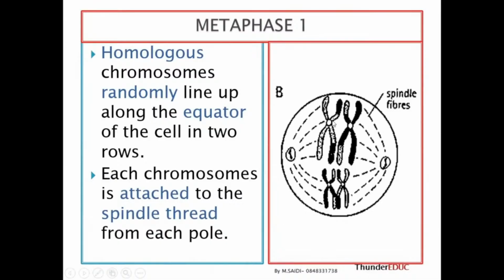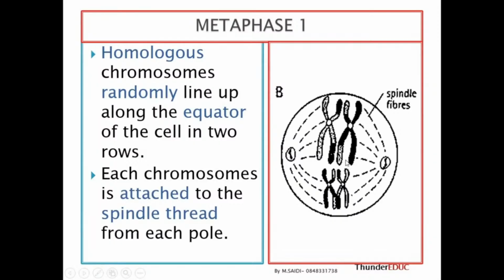This is what I'm trying to say. So they align in 2 rows, and then these chromosomes are being held by the spindle. Each chromosome is attached to the spindle thread from each pole. They do this arrangement randomly. So the key point is homologous, because they're in pairs. This one cannot come here. No. They must be together like this, homologous chromosomes. Yes, that's the key point.